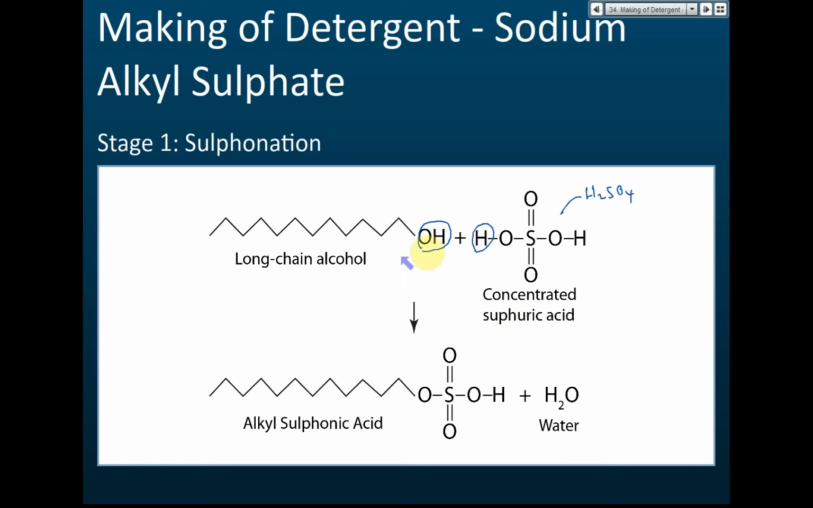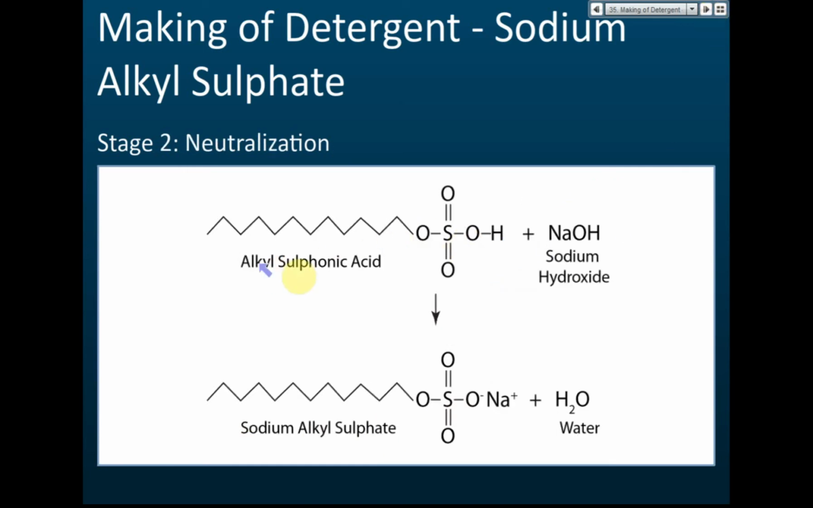So after this reaction, we have alkyl sulfonic acid. This alkyl sulfonic acid reacts with sodium hydroxide. Then you will form the salt, sodium alkyl sulfate, and this is the detergent. So that's how we make sodium alkyl sulfate.